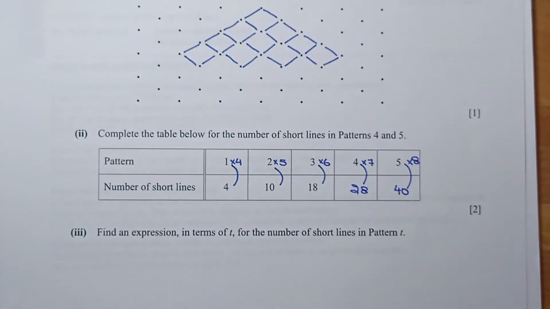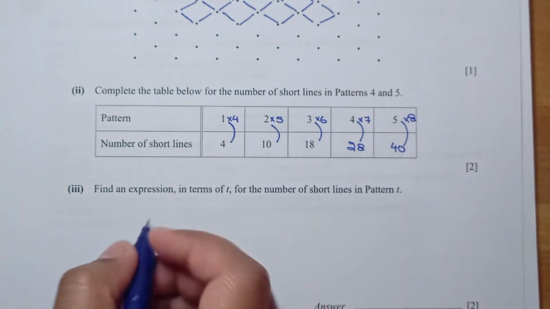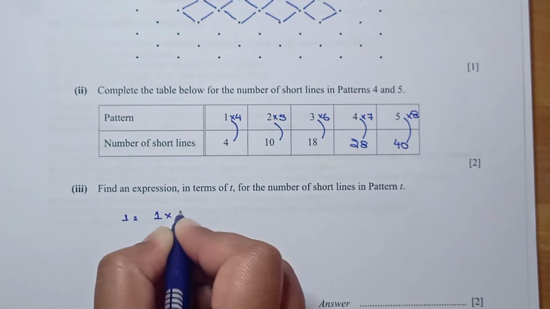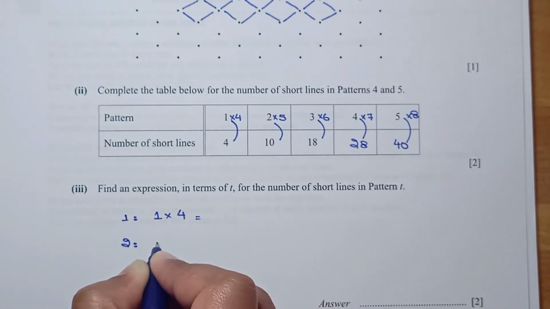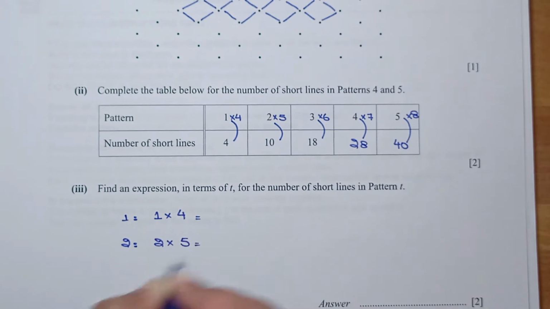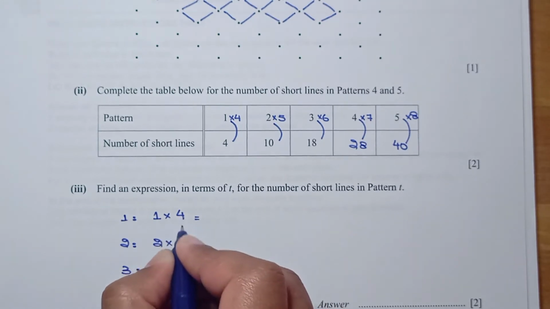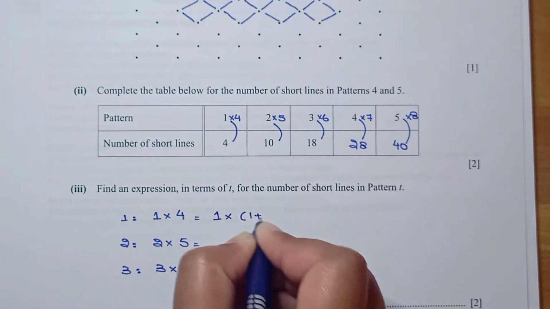Now for the third part, find an expression in terms of t for the number of short lines in pattern T. So as we can see, for pattern 1 we have 1 times 4, right? For pattern 2 we have 2 times 5. For pattern 3 we have 3 times 6, and so on, right? So this is the value for n, 1, 2, 3. These are the pattern numbers. How can we arrange this 4, 5 and 6? So this is 1 times 1 plus 3 makes 4.